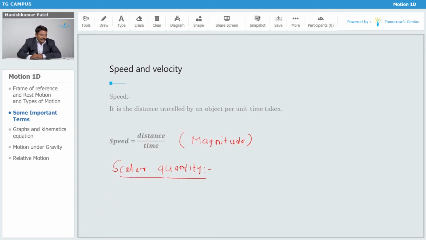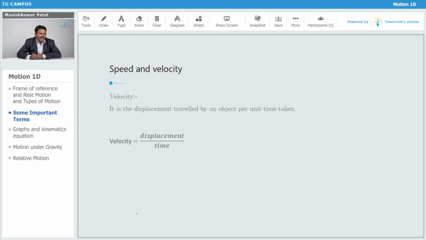The next thing, then, is what is the difference in velocity? Velocity has magnitude as well as direction. So we will say velocity is equal to displacement upon time. We show the displacement with respect to the position vector: this is O, and let's say this is the position P. This position vector is given by the displacement, which is nothing but OP bar, upon time. So it has magnitude as well as direction.